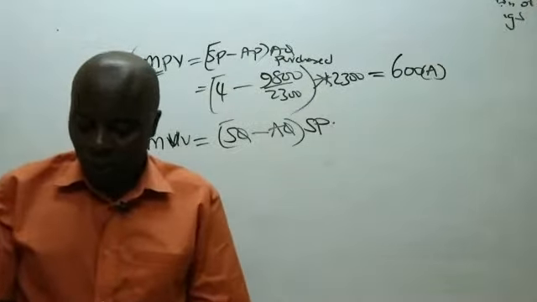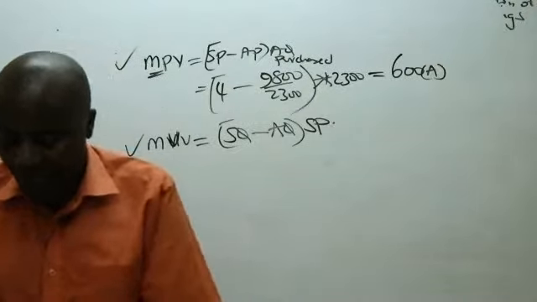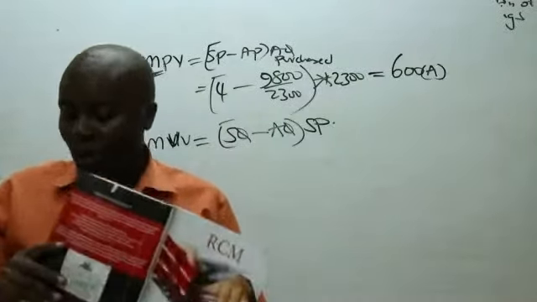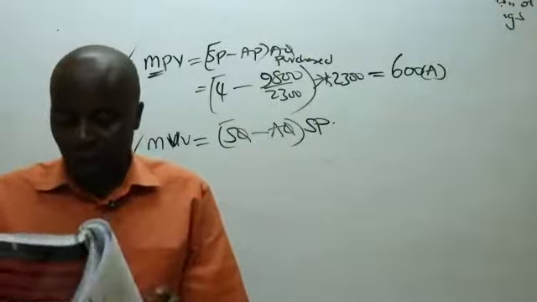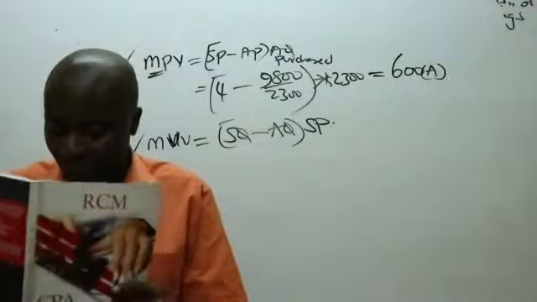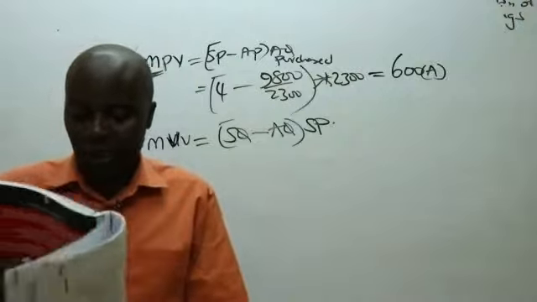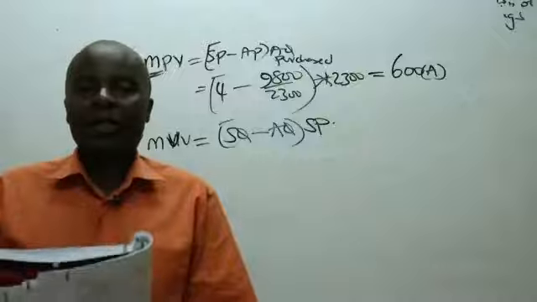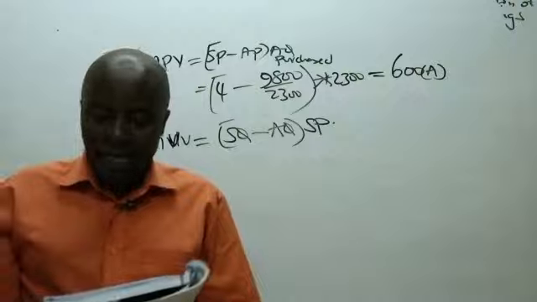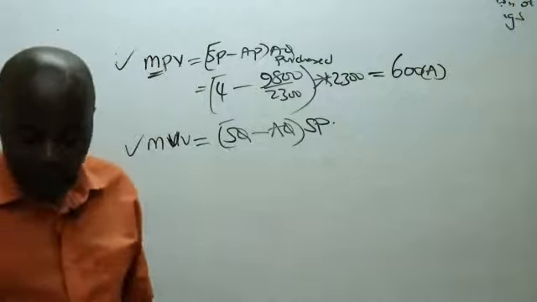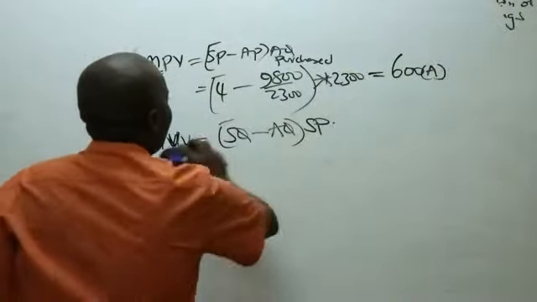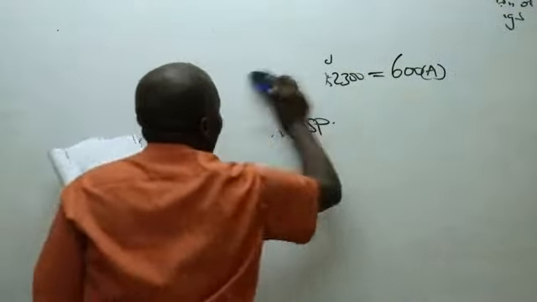December 2013, question number 5C. They gave us a nice question there. Maxi Enterprises Limited. For those of you who have this book, it's page number 49. For those of you who have purchased the RCM's Revision Kits, page number 49. Maxi Enterprises Limited had the following pattern of earnings per share over the last 5 years.